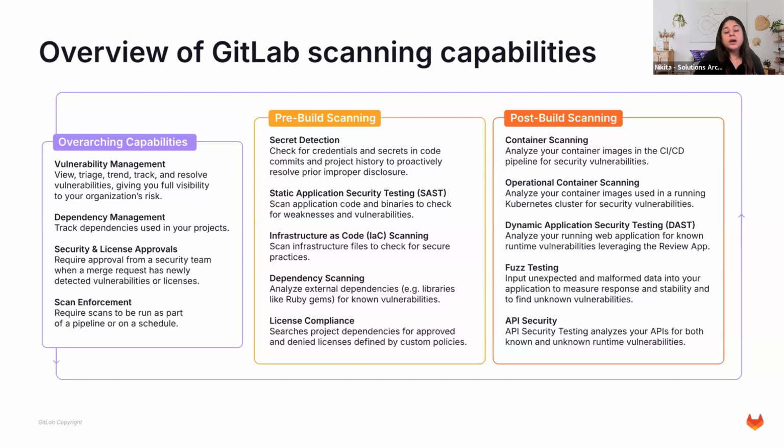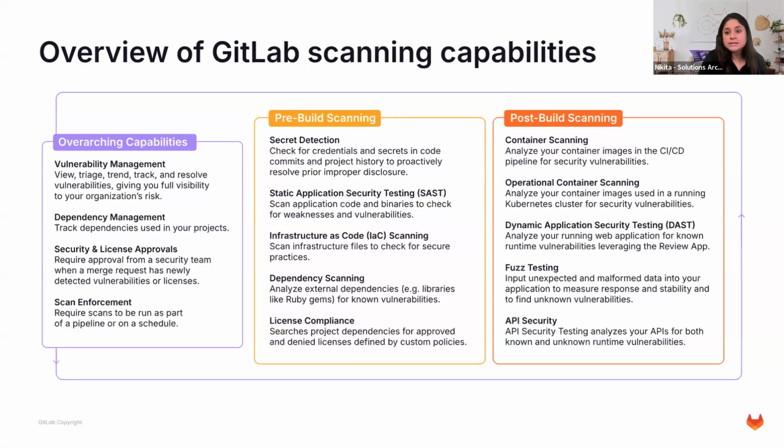Now, on IaC scanning, I know a lot of people use Terraform or tools like OpenTofu for infrastructure as code. You can scan your infrastructure files to check for secure practices, checking your infrastructure definition files for known vulnerabilities and identifying them before they're committed to the default branch. Then again, the dependency scanning and license scanning that I talked a little bit about.